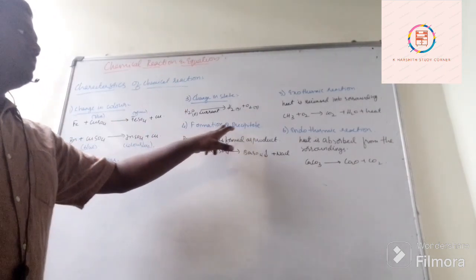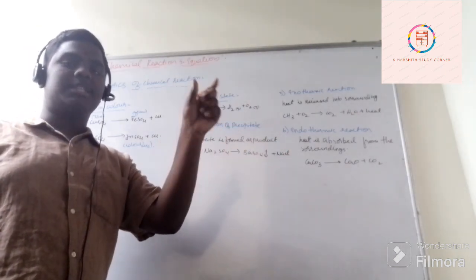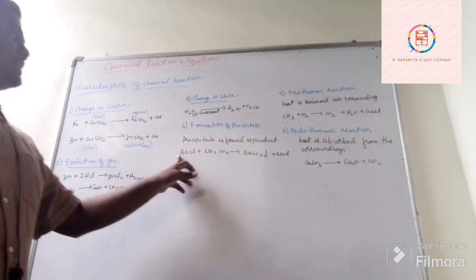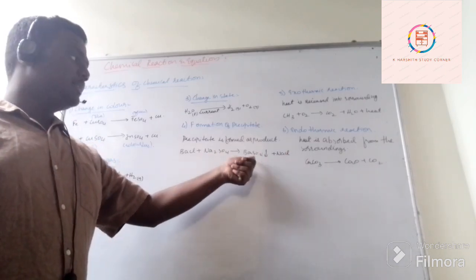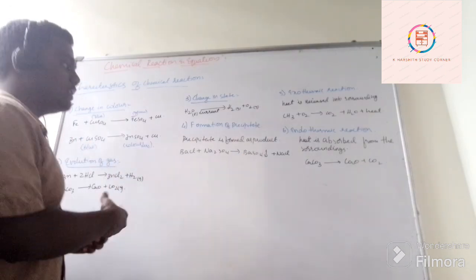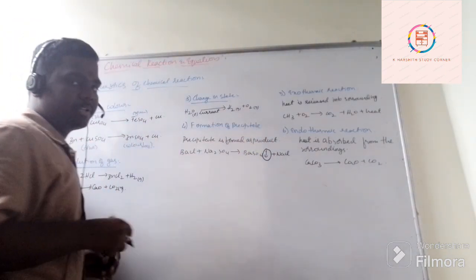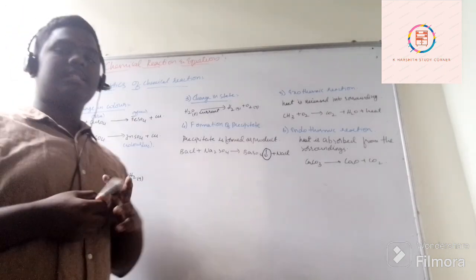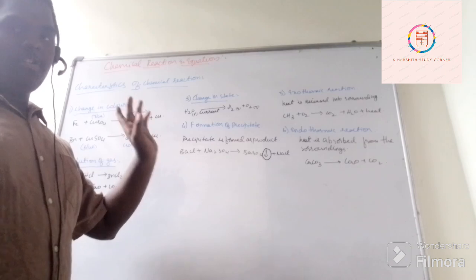Next, coming to the formation of precipitate. At the end of the reaction, that is in the product, a precipitate is formed. The example is BaCl2 plus Na2SO4 gives BaSO4 plus NaCl, where BaSO4, barium sulfate, is a white precipitate. We show this arrow symbol here to show that a precipitate is formed, and the color of the precipitate here is white. Okay, so this is the example for formation of precipitate.